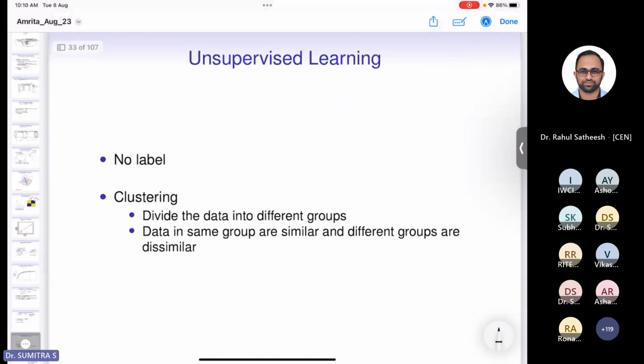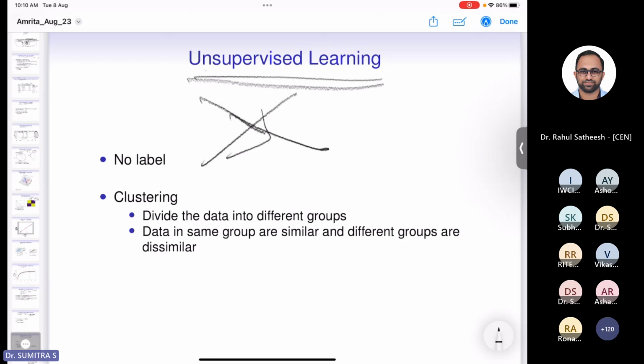Now that is about supervised learning. Now we'll come to unsupervised learning. Can you see the slide? Yes, ma'am. So that means no y part will be there. Only the x part is there.